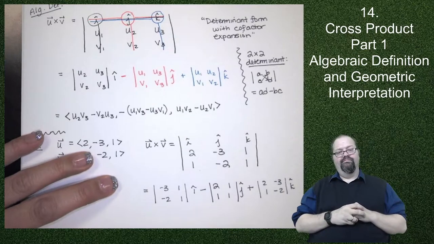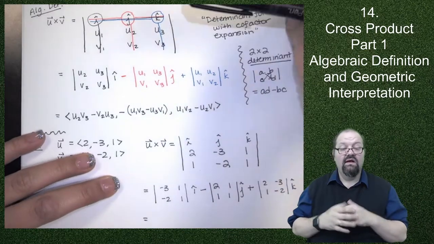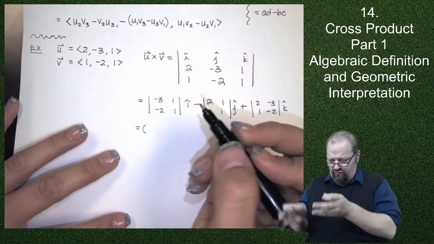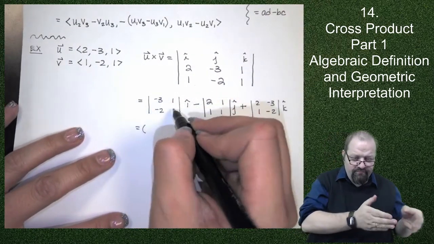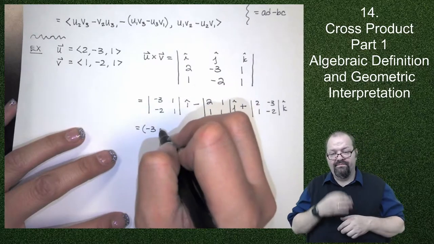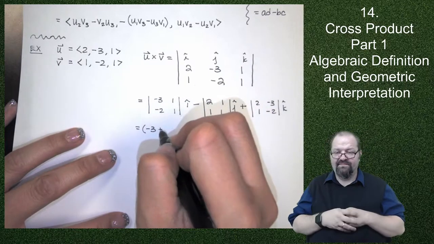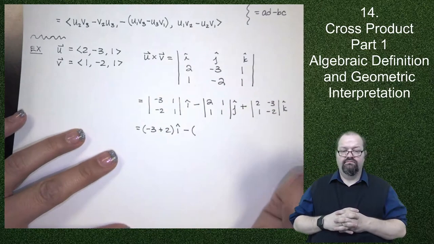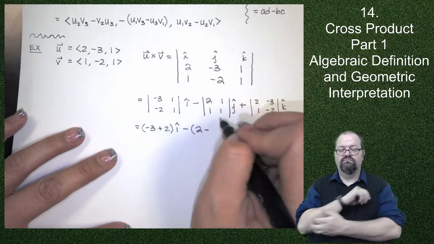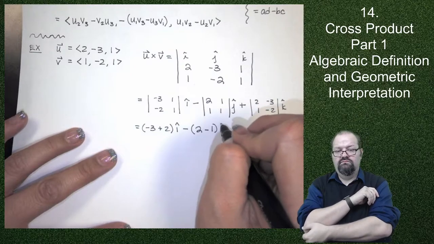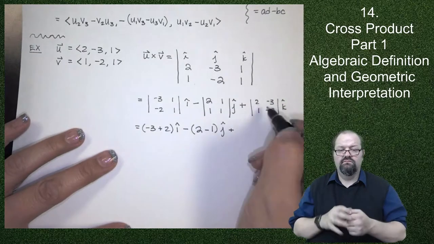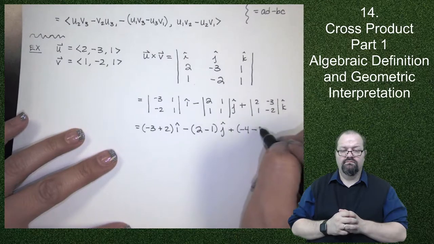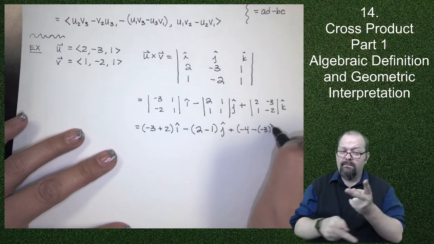And we're there. And then you just evaluate those 2 by 2 determinants. Just do some arithmetic. So we're going to have negative 3 times 1 is negative 3, minus a negative 2, so that's plus 2, times i hat, minus the quantity 2 minus 1, times j hat, plus negative 4, when I multiply, minus a negative 3. Be very careful about your signs here.